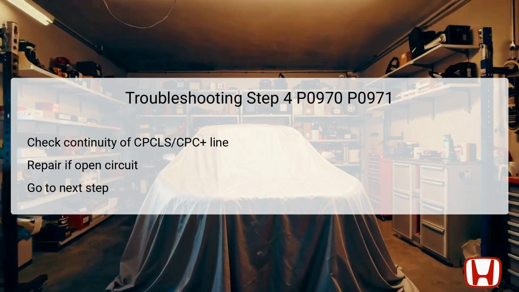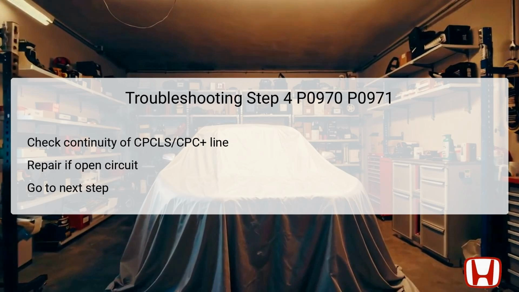Continuing onward, step 4 involves checking the continuity of the CPCLS CPC Plus line to determine if an open circuit exists that could be influencing the DTCs. To start, again, disconnect the CVT clutch pressure control solenoid valve 2P connector from the system. Conduct a continuity test between the specified test points, ensuring that the vehicle is off and both connectors remain disconnected.